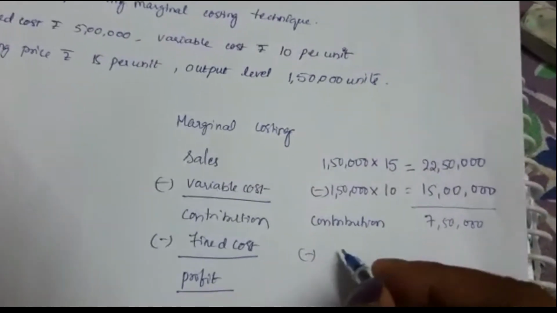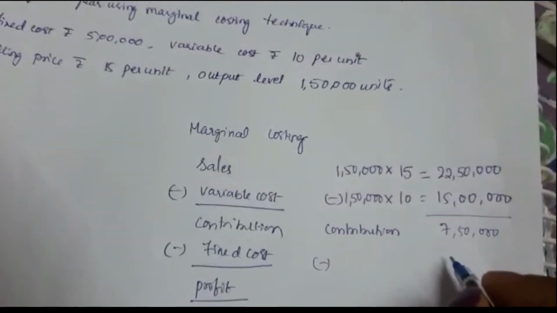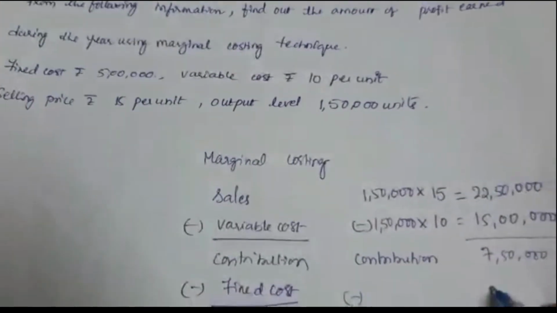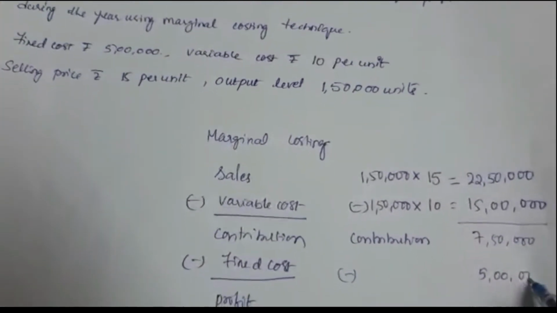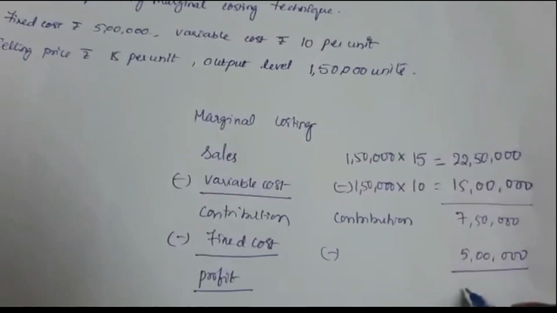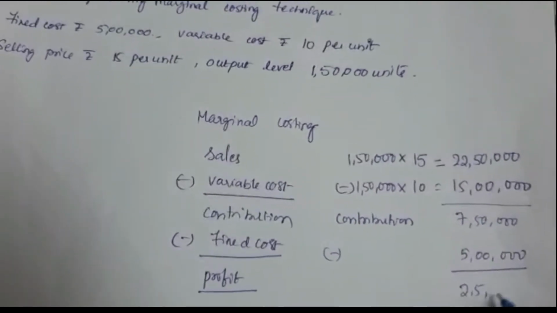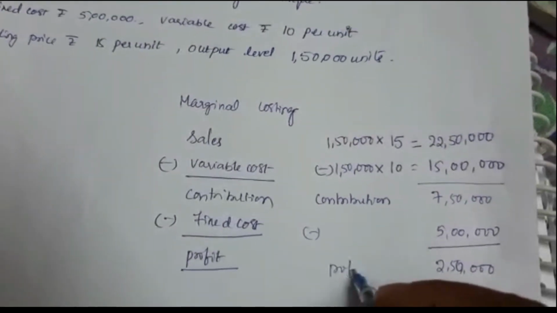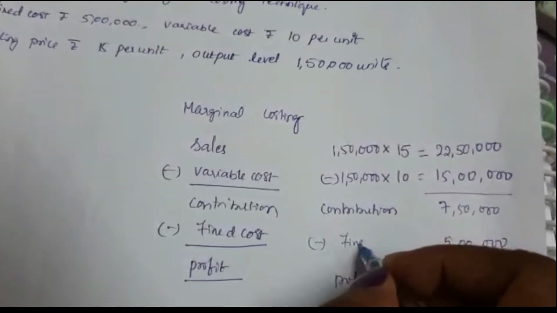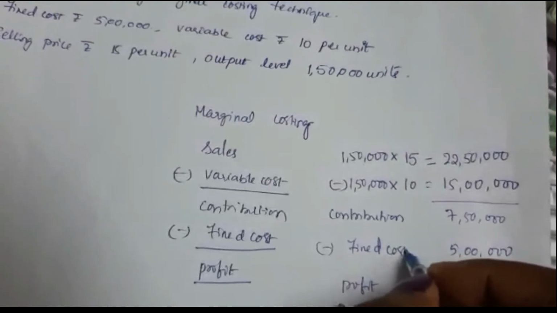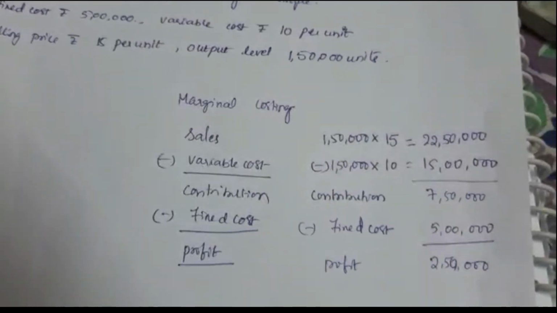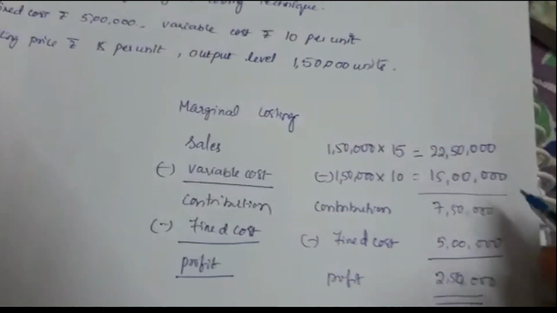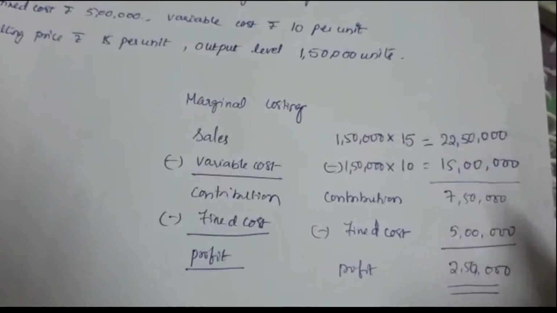From this we need to deduct the fixed cost, which is given in the sum as 5 lakhs. So we will deduct the 5 lakhs from 7,50,000. We will get 2,50,000, which is considered as profit. And this is how we will calculate profit under marginal costing.